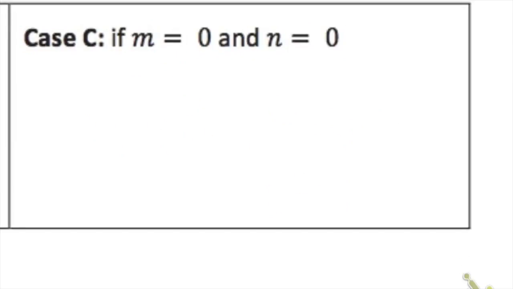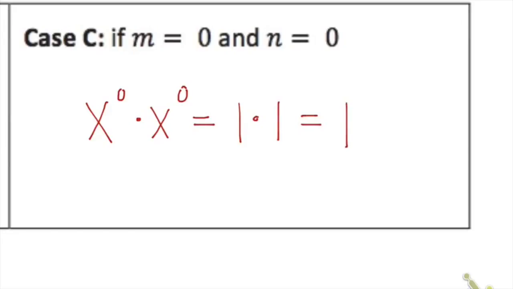Then we look at case C, and that's if both of those exponents are zeros. So we have x to the 0 times x to the 0, and that would be 1 times 1, anything to the 0 power being 1, which is of course just 1.